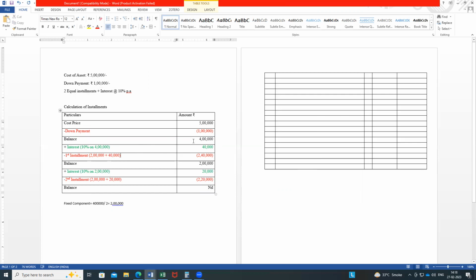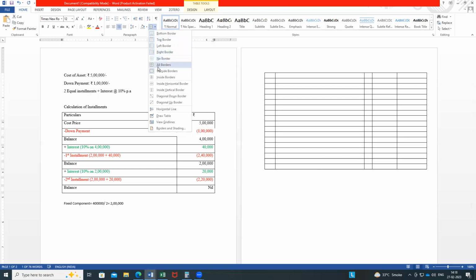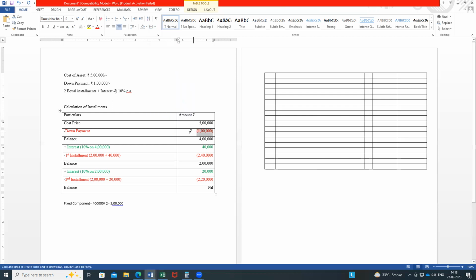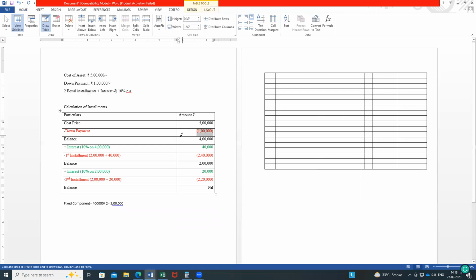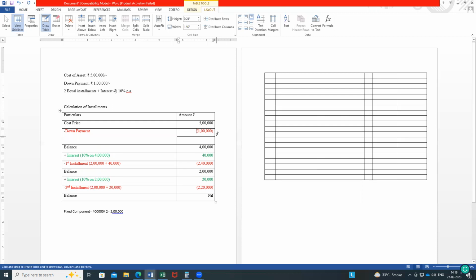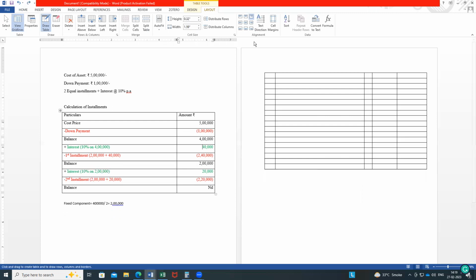Okay. And the moment you write here, just trying to make a difference कि मैंने balance दिया है. I can get a good highlighter here. Let me just bold it.